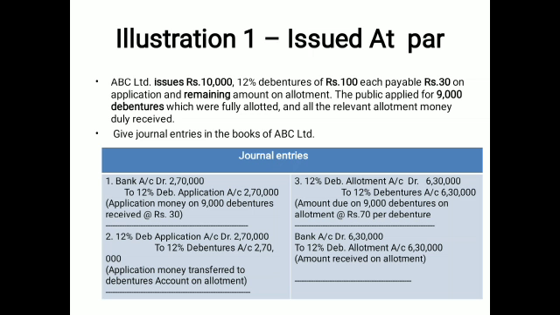6,30,000, and the whole amount is received. Bank account debit to 12% debentures with the same amount received. If calls in arrear are there, you have to place them along with the bank.